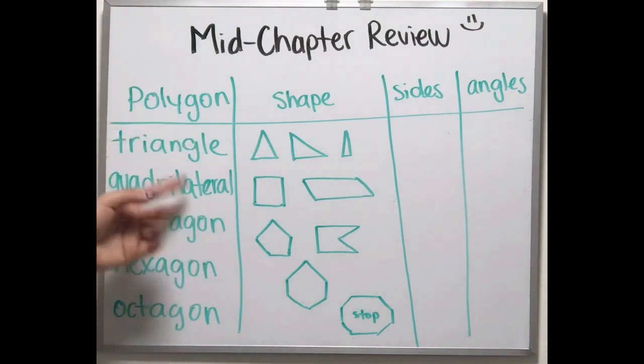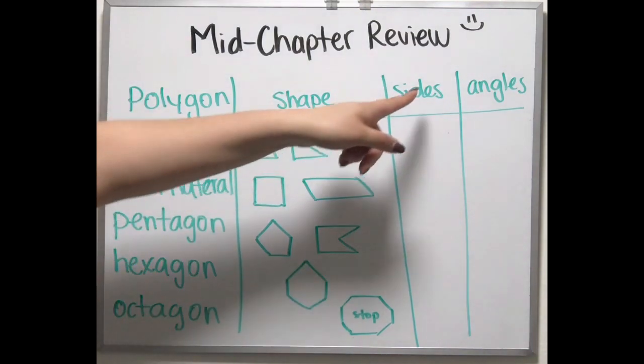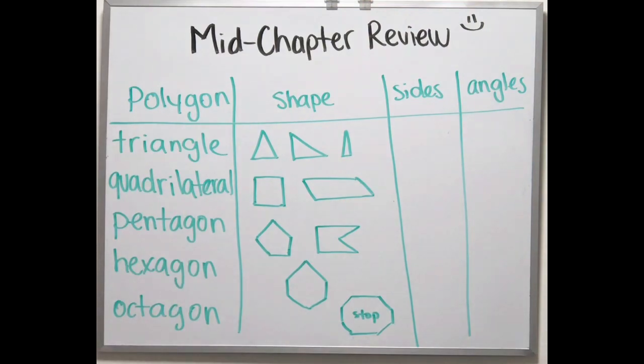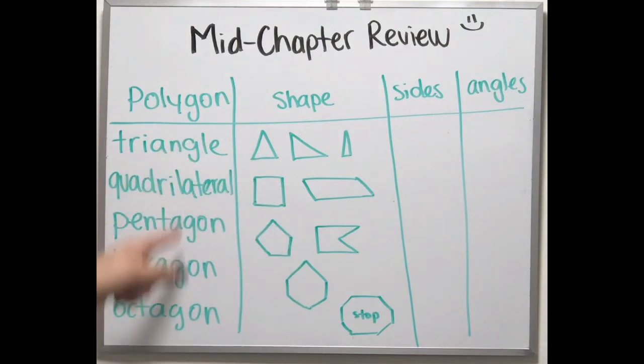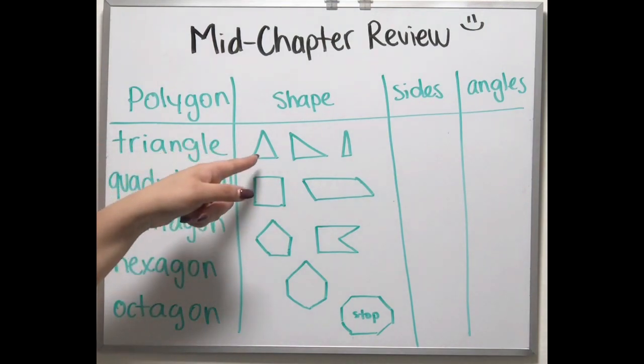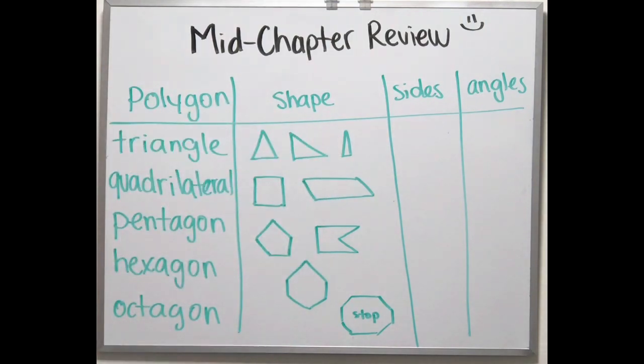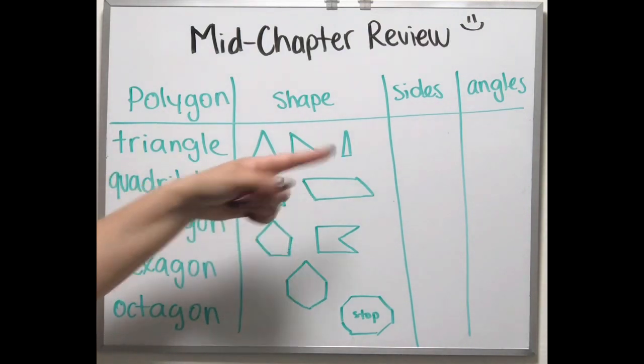Okay, so now let's review the polygons. Remember that polygons are named after the number of sides and angles they have. So let's review that, okay? I made some drawings right here to show you different shapes that correspond to these polygons. So first we have the triangle. Triangles actually can look different, but they also will have the same amount of sides and angles.